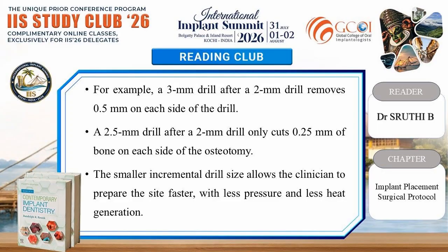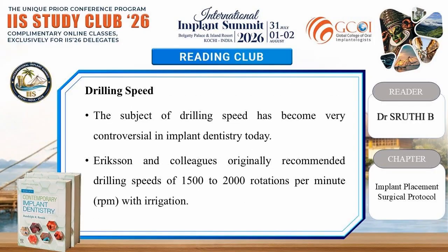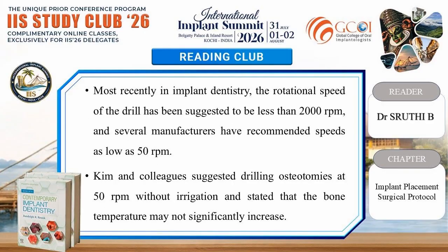The smaller incremental drill size allows the clinician to prepare the site faster with less pressure and less heat generation. Drilling speed. The subject of drilling speed has become very controversial in implant dentistry today. Erickson and colleagues originally recommended drilling speeds of 1500 to 2000 rotations per minute with irrigation. Most recently in implant dentistry, the rotational speed of the drill has been suggested to be less than 2000 rpm, and several manufacturers have recommended speeds as low as 50 rpm.